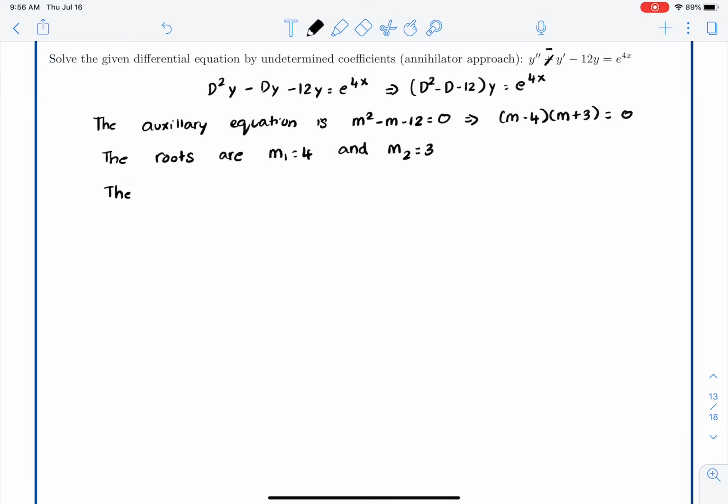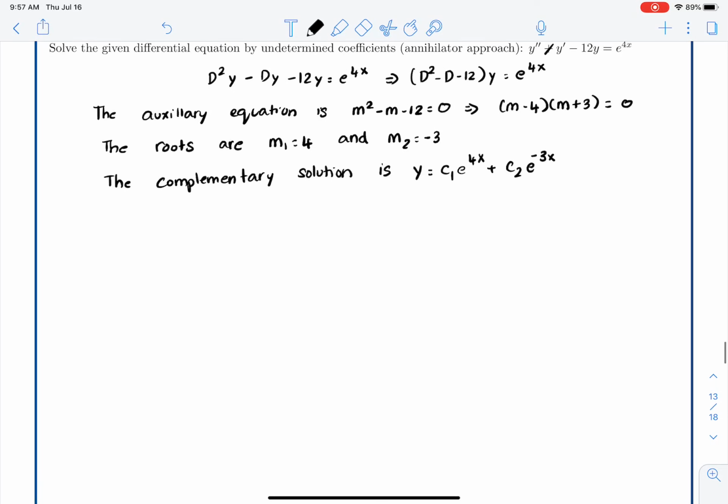So the general solution is, oh sorry, I meant to say complementary. The complementary solution is y equals c1 e raised 4x plus c2 e raised negative 3x. Bad algebra.